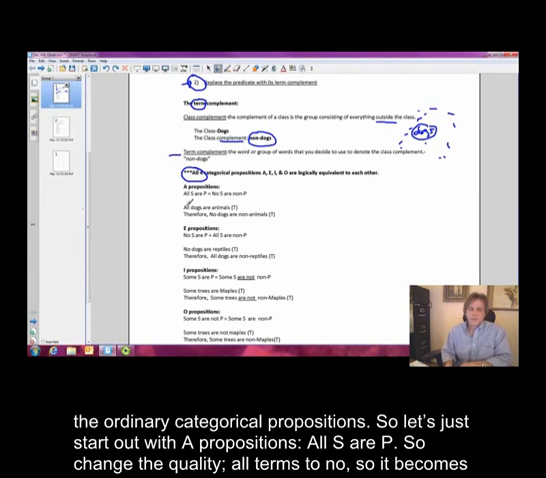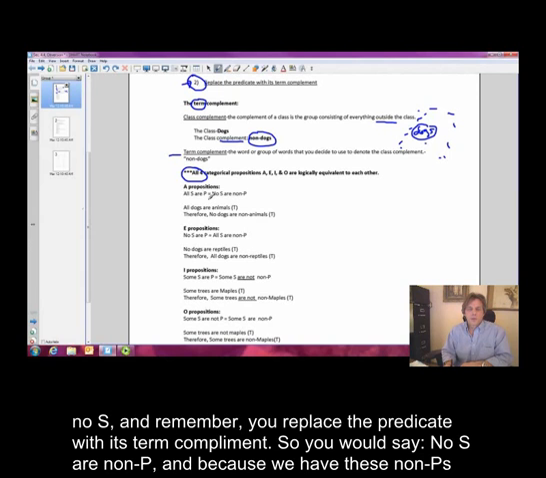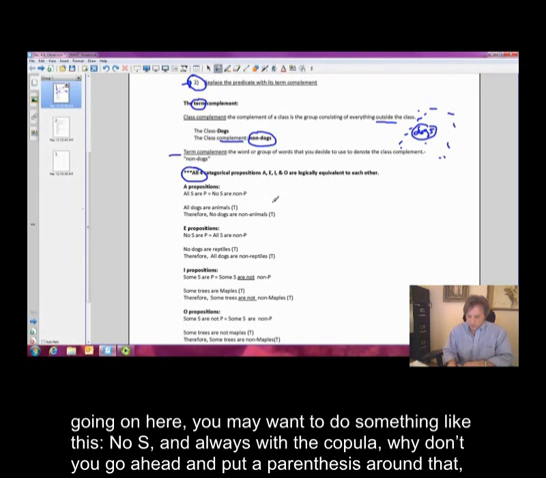Okay. All S are P. So change the quality, all turns to no, so it becomes no S. And remember, you replace the predicate with its term complement. So you would say no S are non-P, and because we have these non-Ps going on here, you may want to do something like this.